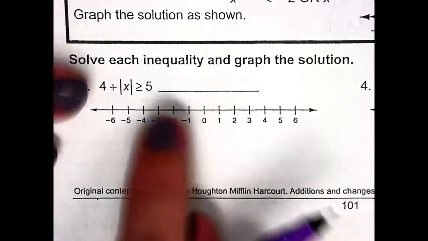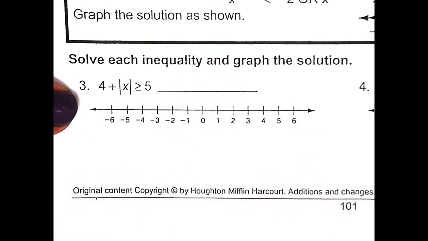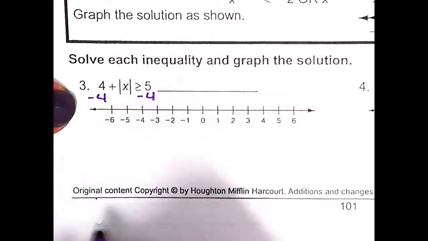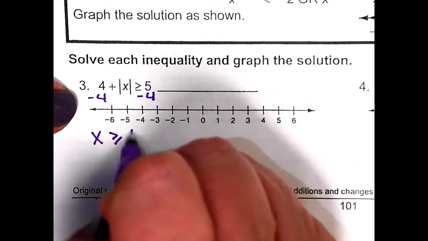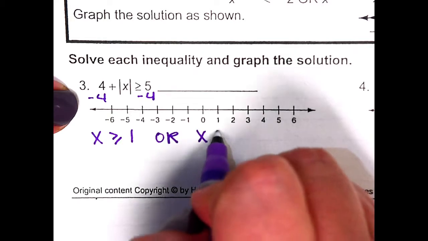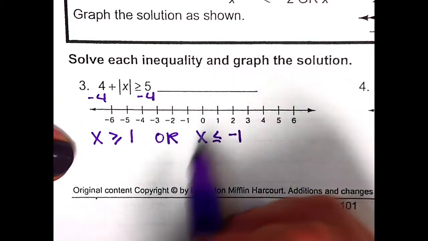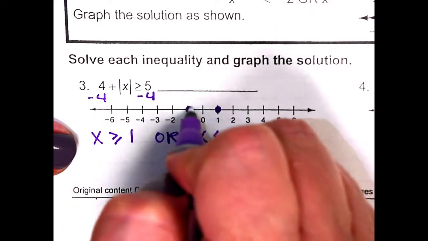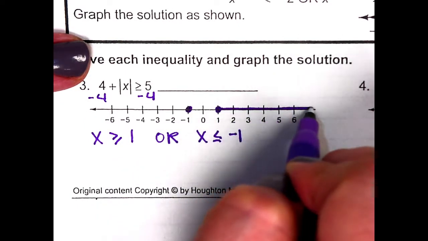And this is greater than or equal to, so this is going to be an or statement this time. To isolate the absolute value, I have to subtract 4 from both sides. So I have x is greater than or equal to 1, or x is less than or equal to negative 1. So these will be closed circles on the 1 and the negative 1, and the arrow goes to the outside.